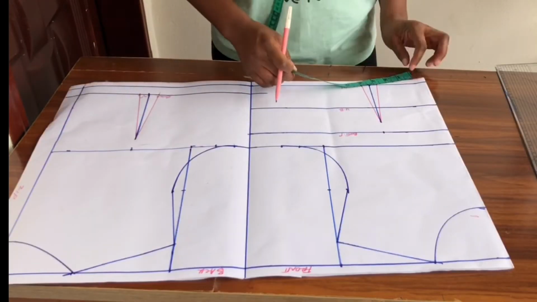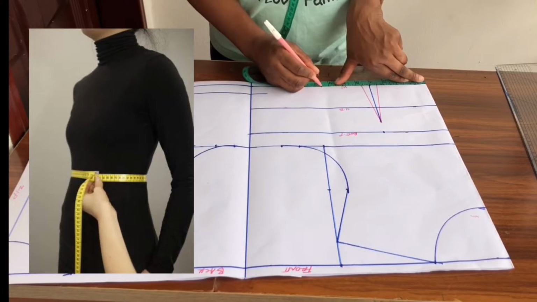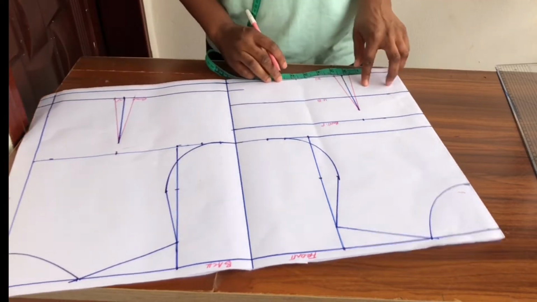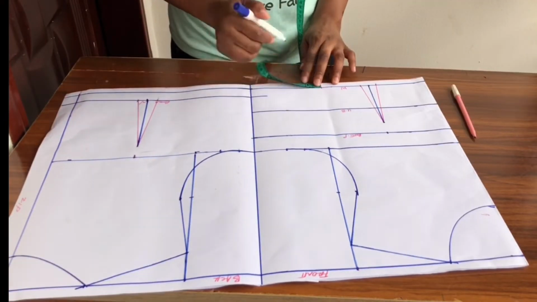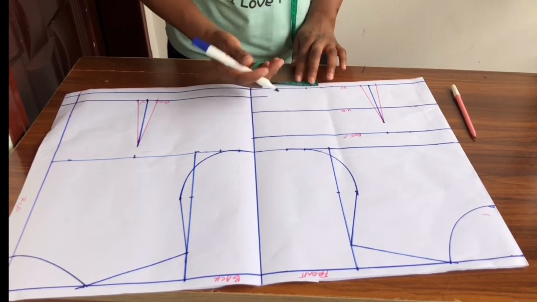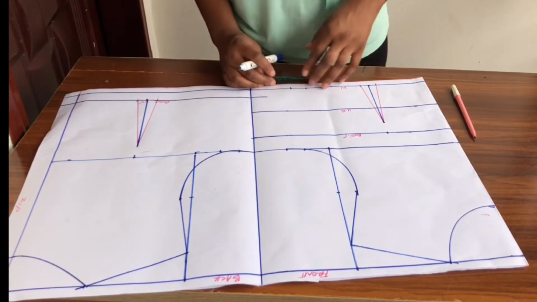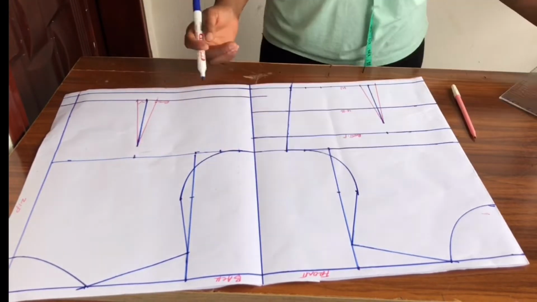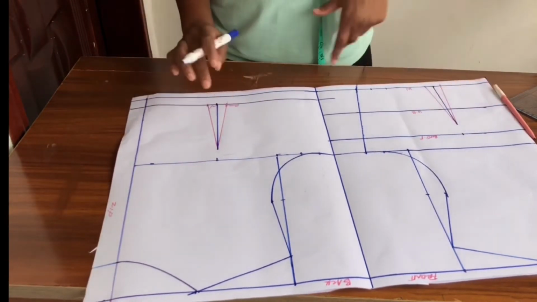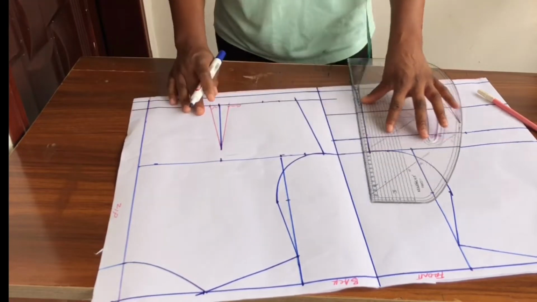Now I'll be taking the waist circumference, which is 31. 31 divided by 4 will give us 7.5. I'll replace this 1 inch I removed here, and I'll add an extra 1 inch for seam allowance like this. Then I'll go ahead and connect it. I'll do the same for the back, the waist circumference, and I'll just connect it like this.